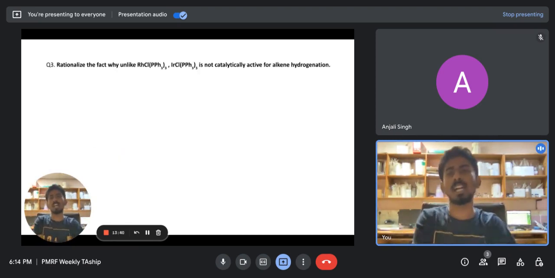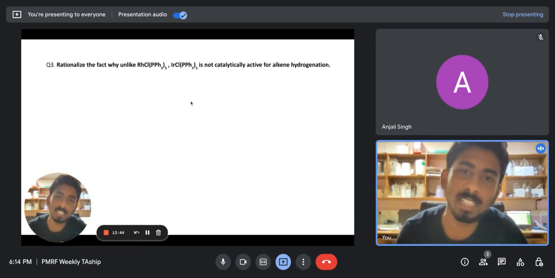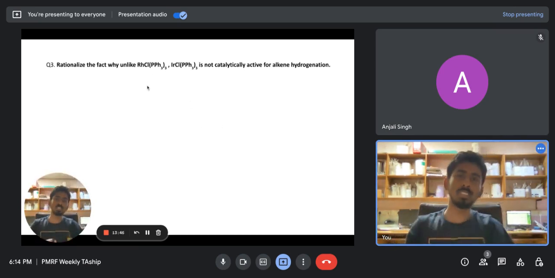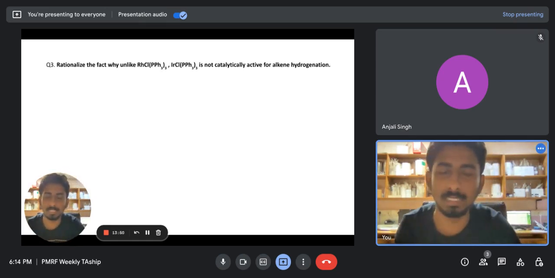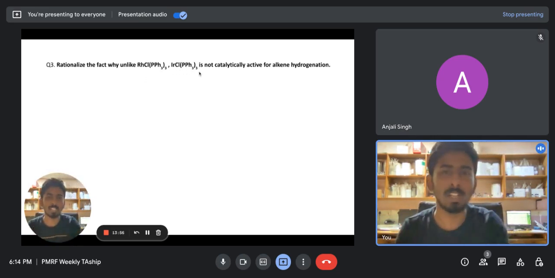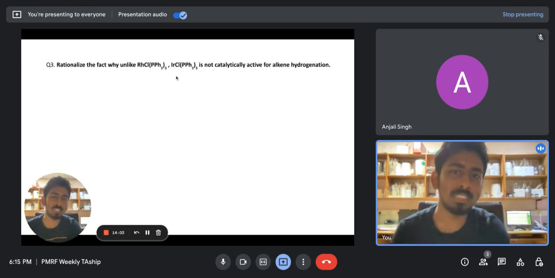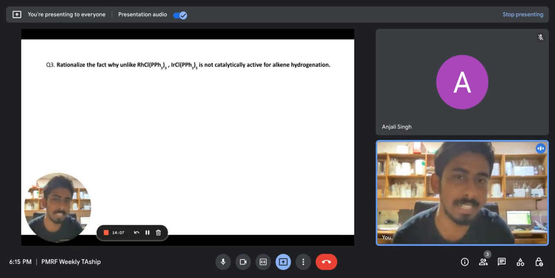The third question is regarding this Wilkinson catalyst, RhCl(PPh3)3. The question is: rationalize why, unlike RhCl(PPh3)3, that is Wilkinson's catalyst, IrCl(PPh3)3, the heavier analog of rhodium, is not catalytically active for alkene hydrogenation. This iridium is actually the heavier congener of rhodium from the cobalt group: cobalt, rhodium, then iridium.